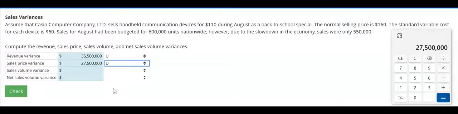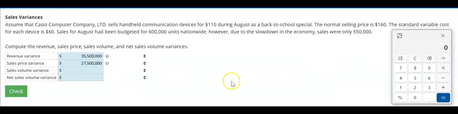Unfavorable. All right, so think about this one for just a moment. If you think back to the formula, it's actual sales price minus budgeted sales price times actual quantity. So at the moment that we recognize that the actual sales price is lower than the budgeted sales price of 160, we already know that we're going to have an unfavorable variance.